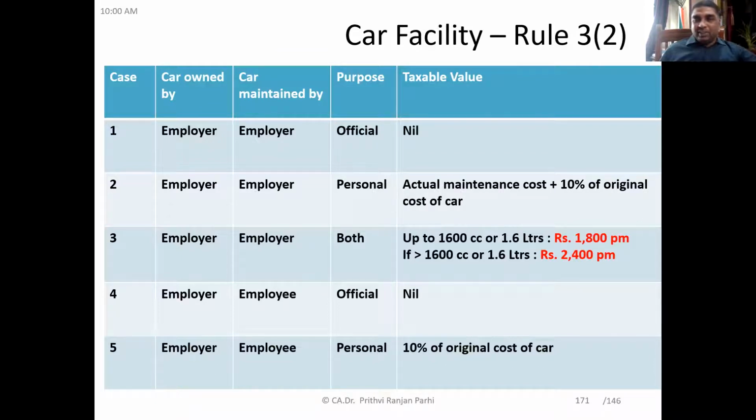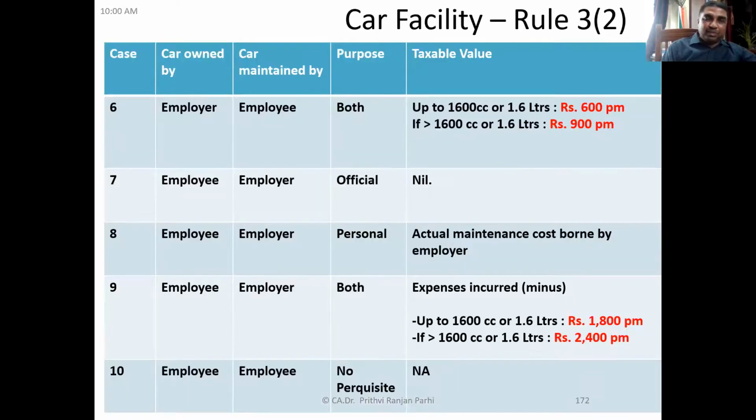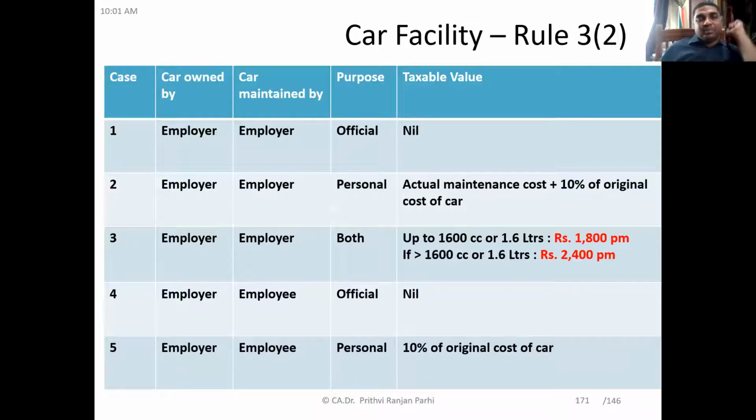So in this case, how do we value this facility? To value this facility, we need to refer to Income Tax Rule 3. Income Tax Rule 3, Sub Rule 2 talks about this. This is what we are showing in the table. It is a summary of these provisions, which are there in the rule. 10 combinations we have seen. Now watch it carefully. The first column is the serial number.